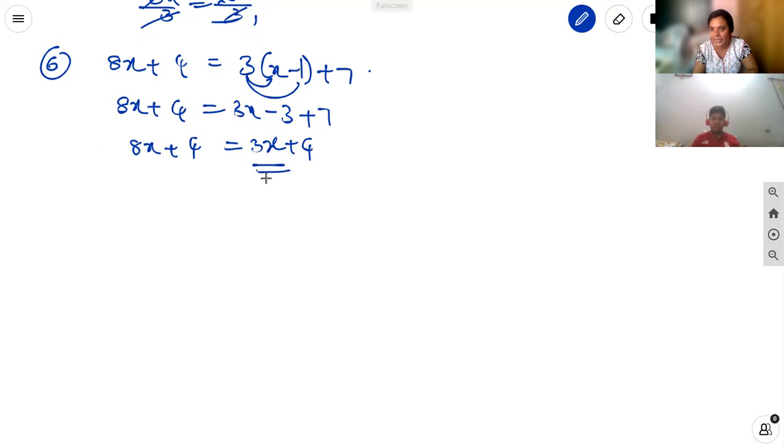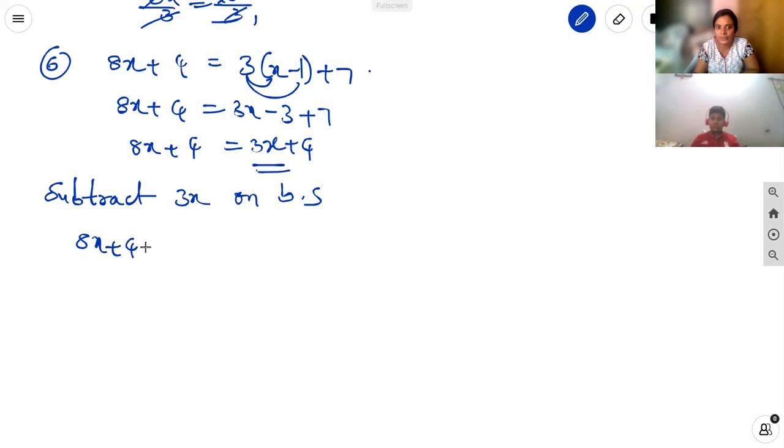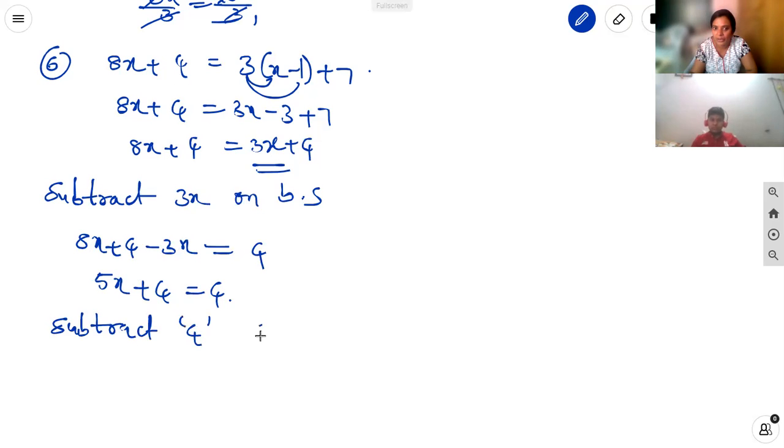Now we take the right-hand side x term. It is positive, so subtract 3x on both sides. 8x + 4 - 3x, and 3x - 3x cancel. We get the constant 4. Here 8x - 3x is 5x, plus 4 equals 4. The left-hand side constant we can eliminate. It is positive, so subtract 4 on both sides. Plus 4 minus 4 get cancelled. So 5x = 4 - 4, which becomes 0.